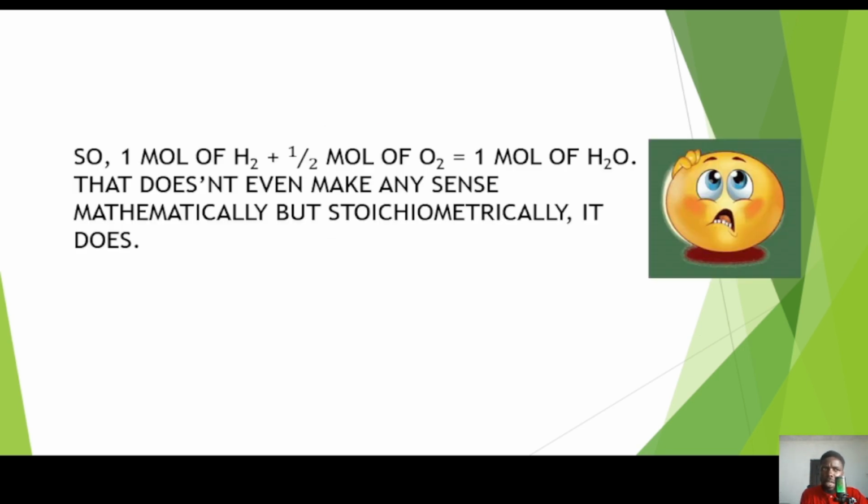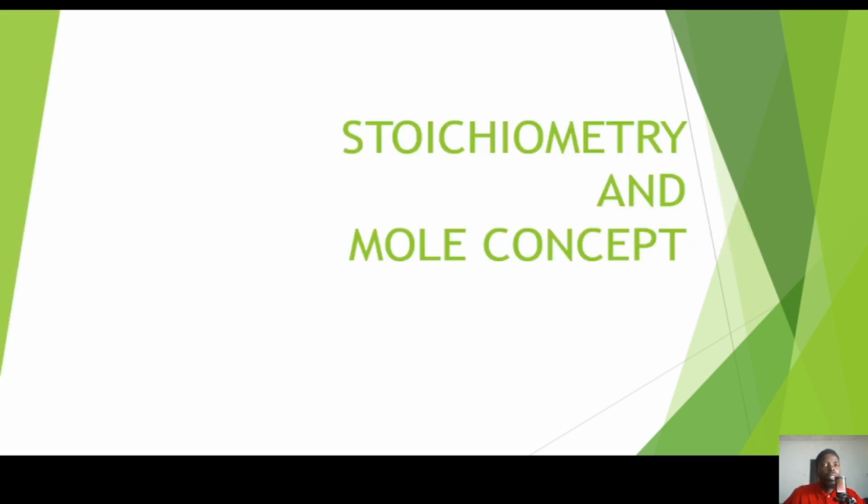Have you guys noticed that in chemistry, in the production of water, most times, 1 mole of hydrogen combines with half mole of oxygen to give 1 mole of water. 1 plus half equals 1. That doesn't make any sense mathematically. However, stoichiometrically, it does make a lot of sense. Join me on this journey as we get to understand this concept.